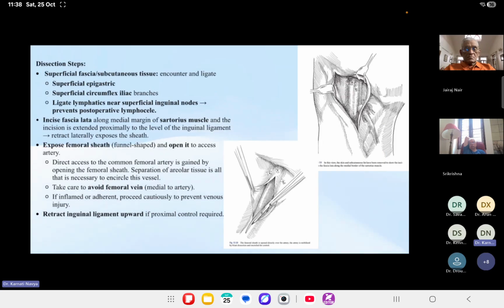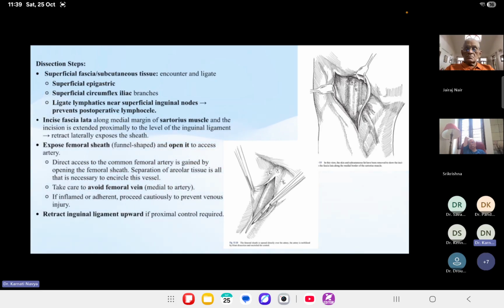Dissection step: superficial fascia and subcutaneous tissue. Encounter and ligate the superficial epigastric and superficial circumflex iliac branches. Ligate the lymphatics near the superficial inguinal nodes, which prevents postoperative lymphocele. Then incise the fascia lata along the medial margin of the sartorius muscle, and the incision is extended proximally to the level of the inguinal ligament. Retract it laterally to expose the sheath.